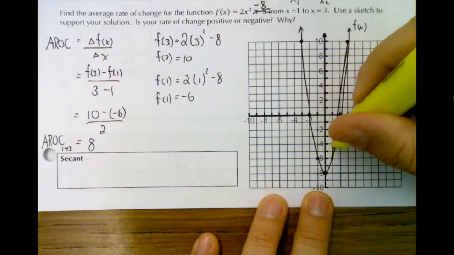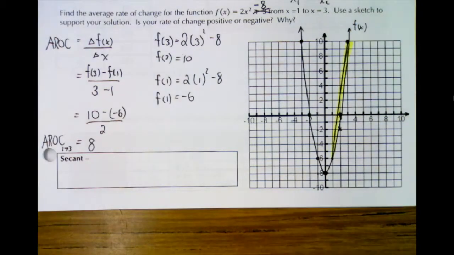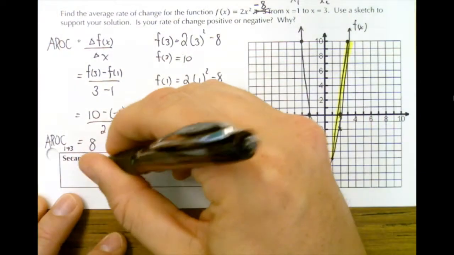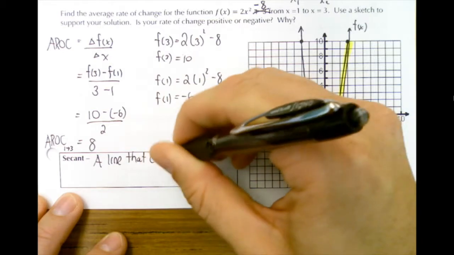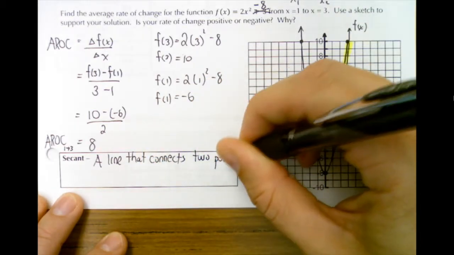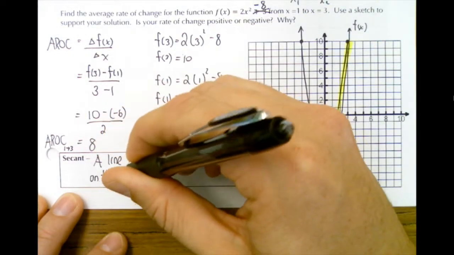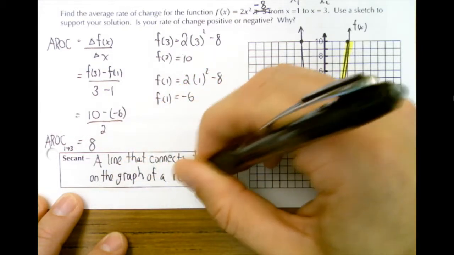There's a blank there with secant next to it, so I bet you come to the conclusion that it's a secant line. And if you hadn't, well, I'm going to tell you right now, it's a secant line. So this line right here is a secant line. It's a line that connects 2 points on the graph of a relation.